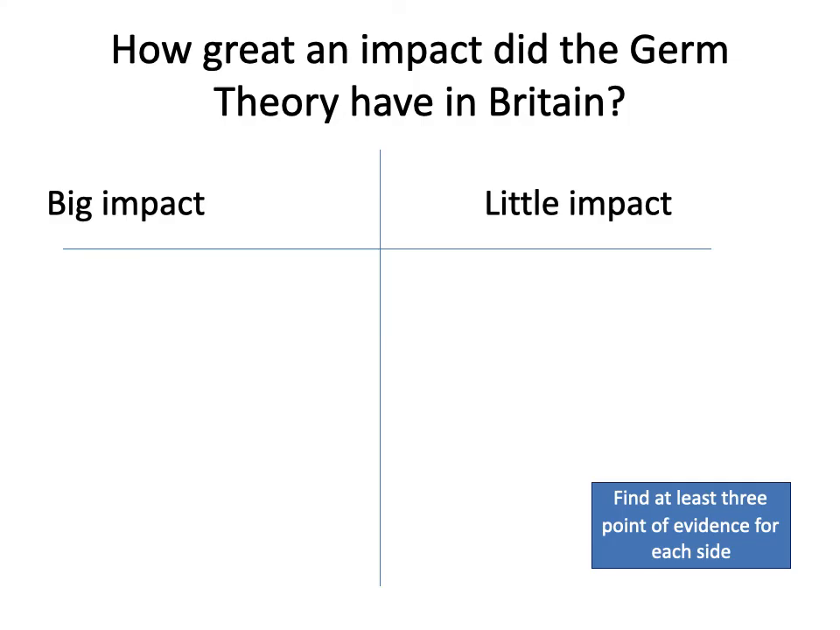So, how great an impact did germ theory have in Britain? Well, although in the short term it had its critics, by 1870 it had been largely accepted in Britain, and it had been used by other scientists such as Lister to improve medicine greatly. It had an enormous impact because for the first time they really understood the cause of disease.